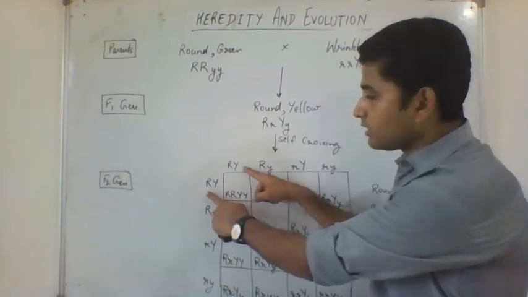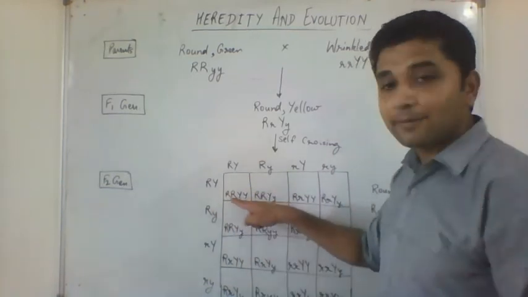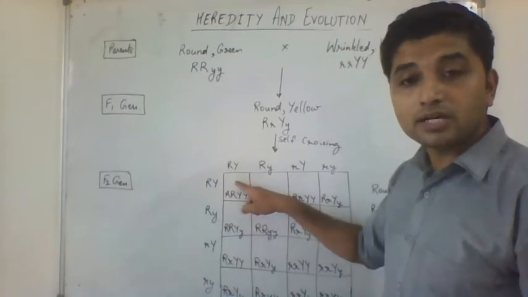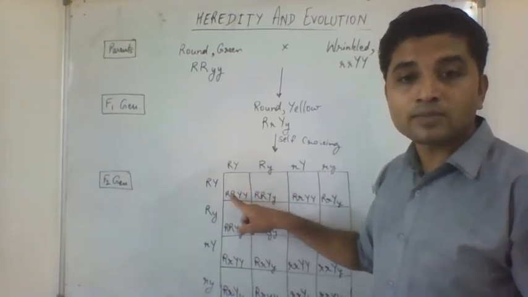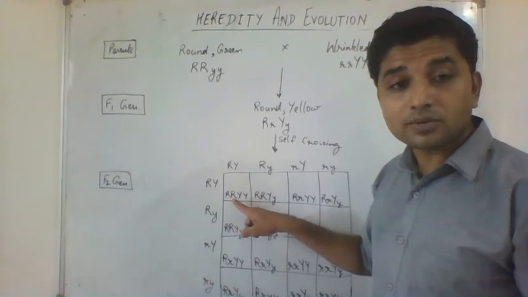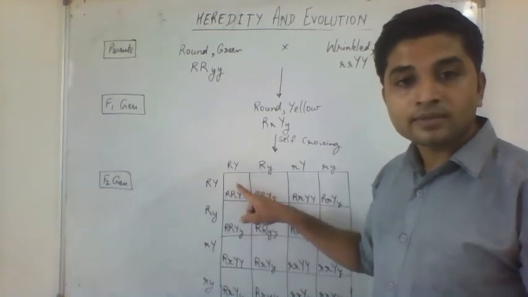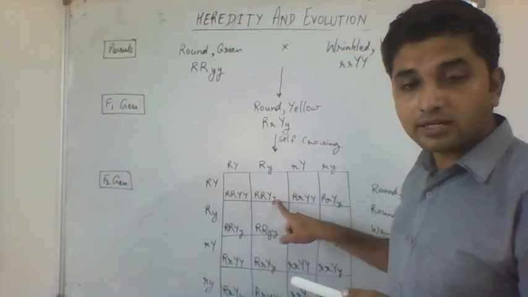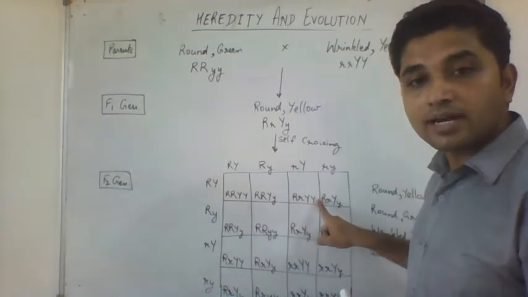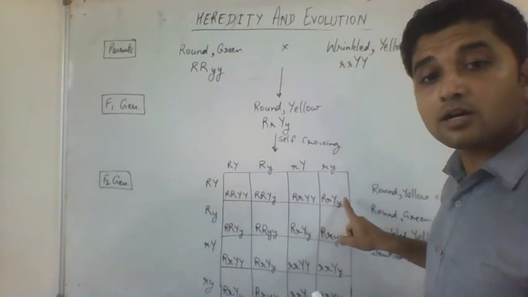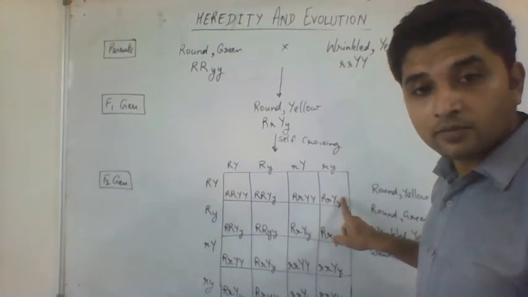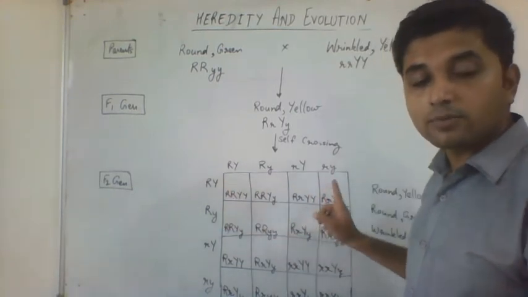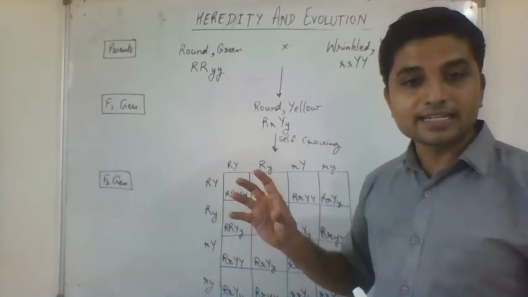If this type of gamete fuses with this type of gamete, you get capital R, capital R, capital Y, capital Y. What will be the characteristic or phenotype of this plant? Since capital Y is present, capital R is present, the seeds will be round. Capital Y is present, seed will be yellow. Here capital R and capital Y is present, round and yellow again. So the whole top line will produce round and yellow seeds.